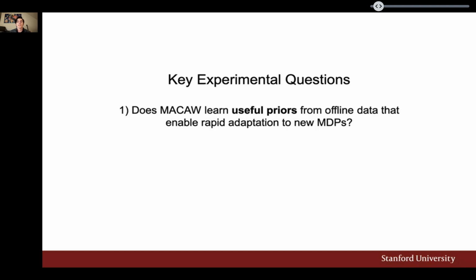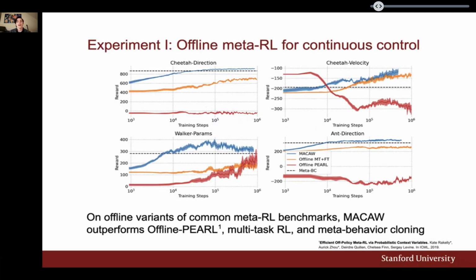Finally, we perform some experiments in order to better understand this algorithm. First, we ask the question, does MACA learn useful priors from offline data at all? We construct offline variants of common meta-RL benchmarks, and we compare with several sensible baselines. First, an offline version of PEARL, a state-of-the-art meta-reinforcement learning algorithm, as well as an offline multitask reinforcement learning and fine-tuning baseline based on AWR, as well as a meta-behavior cloning baseline. And we find that MACA provides the best performance in all of these environments.